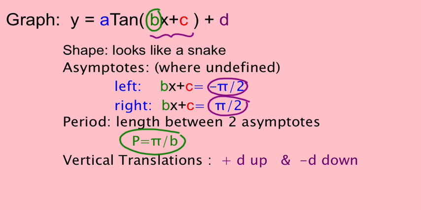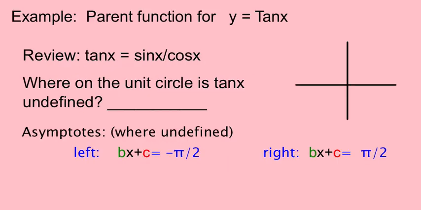There are vertical translations with these. They can move up or down, plus d. So if this is a plus d, it moves up that many units. If it's a minus d, it'll move down that many units. Make sure you pause and write all of those important pieces down. What we're going to do is focus on the parent function.